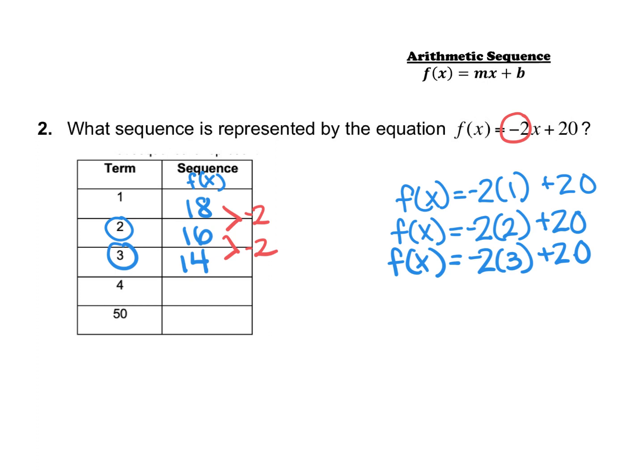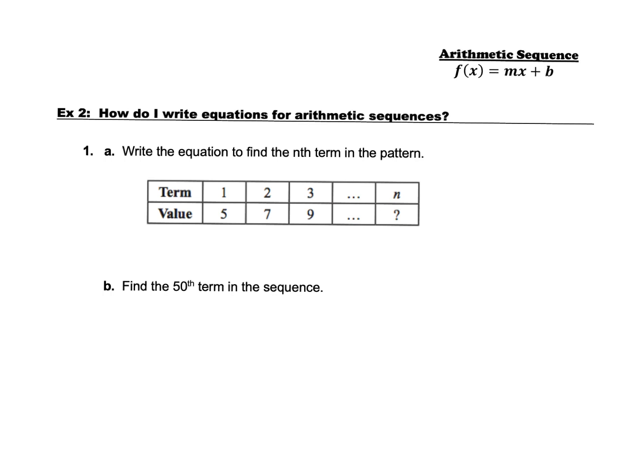And so if I wanted to go down by 2 here, I could just say, well, 14 minus 2 is 12. But now when I get to that 50th term, I'm going to need to plug that one in, because I can't unless I want to go all the way down and keep subtracting 2. So I've got f of x is equal to negative 2 times 50 and then plus 20. So negative 2 times 50 is negative 100, and I'm going to add 20 to that, and I will have negative 80.